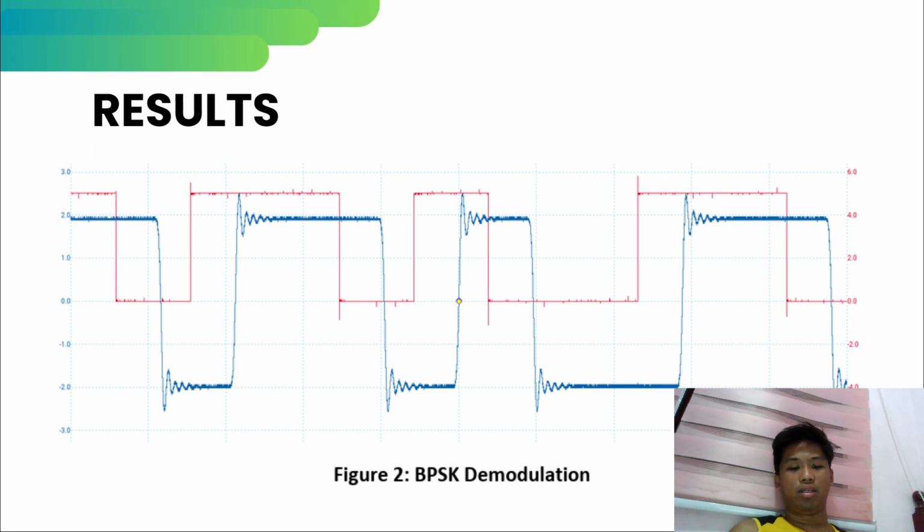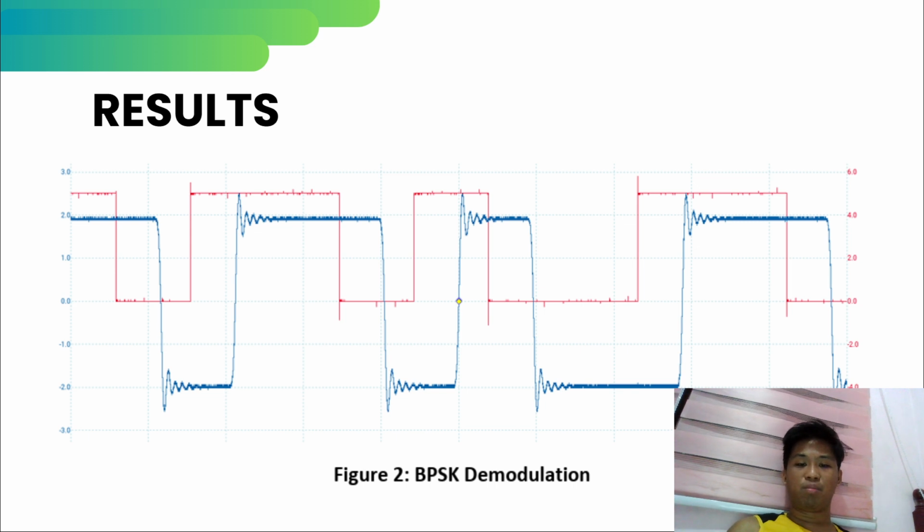Then lastly, the BPSK demodulation. In this experiment, we do the demodulation process wherein the original signal is obtained in this figure by passing the generated signal through a phase shifter, a multiplier, and a tunable LPF. The demodulation yields a message that displays a wrapped image of the original waveform.